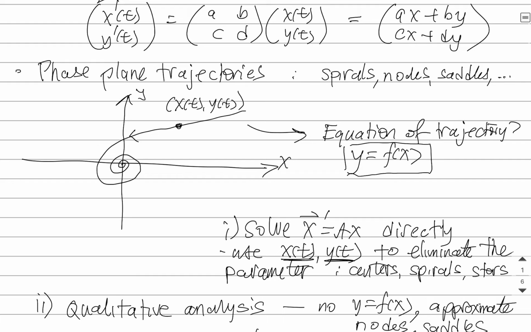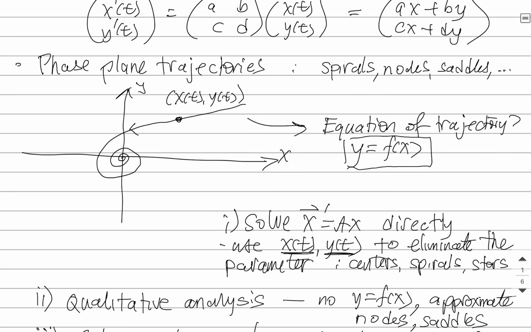Another option was something we did when we talked about nodes and saddles, so we could perform a qualitative analysis. So we weren't able to eliminate the parameter, but instead what we did was study how the eigenvectors and eigenfunctions behaved for large values of time and small values of time. So again, this is how we got the plots for nodes and saddles.